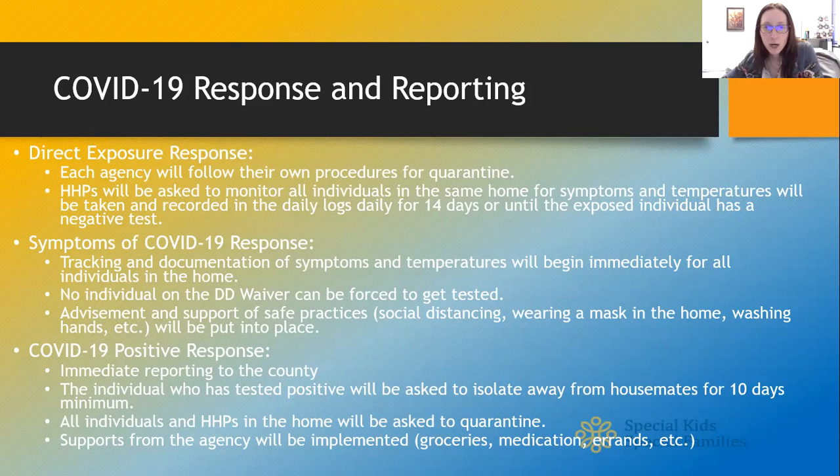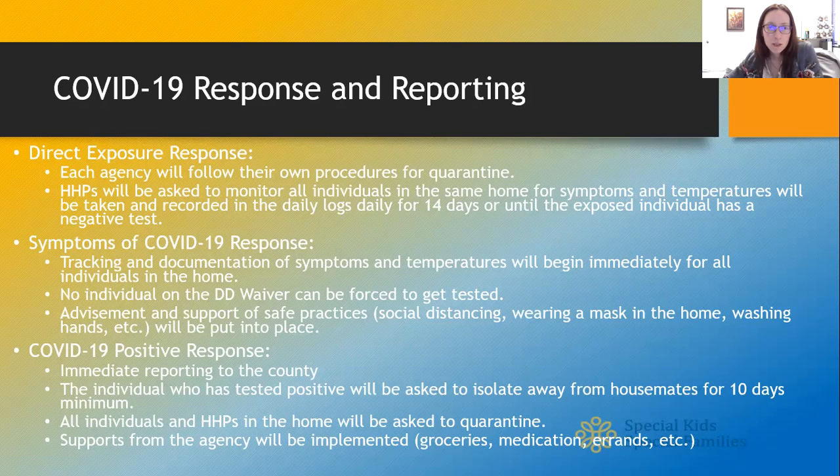Advisement and support of safe practices. This includes social distancing, wearing a mask in the home, washing hands, things like that will be put into place based on symptoms of COVID-19. And again, symptoms of COVID-19, as we know, don't always equal positive COVID-19. However, those precautions will be in place until we know for sure that it's negative or positive.